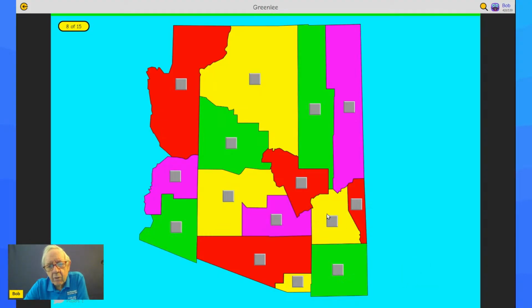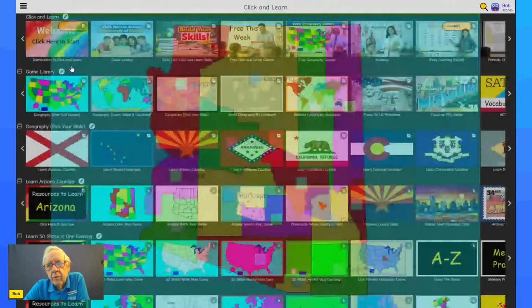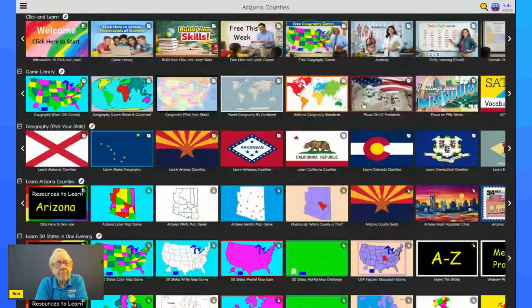Greenlee. Where is Greenlee? Gila, Graham, Greenlee. This is Greenlee. Coconino, Cochise, Maricopa. Am I racing the clock? No, we're in test mode. I'm not racing the clock. Maricopa, Yavapai, Yuma, Pinal, Pima. Okay, I got 100%.